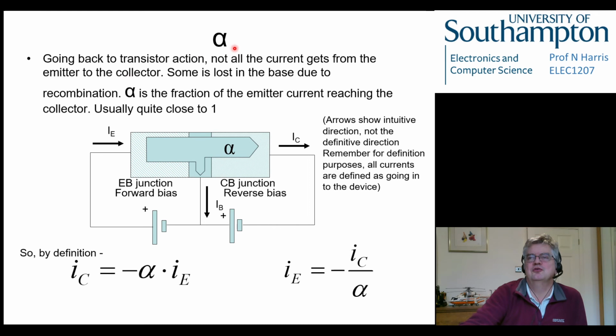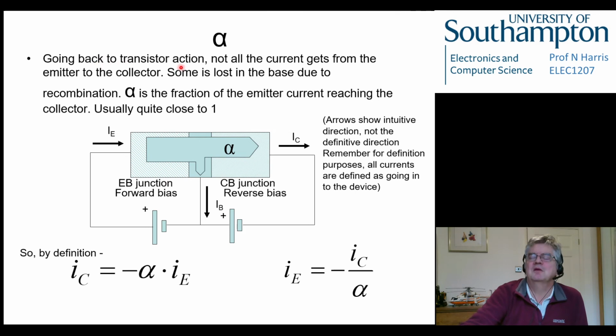So physicists are nothing if not imaginative when they come to name these things, because there's one other parameter we're interested in, and that's called beta. So we have two parameters in a transistor that we're interested in, alpha and beta. Okay, so that's relatively straightforward if you get that in your mind.